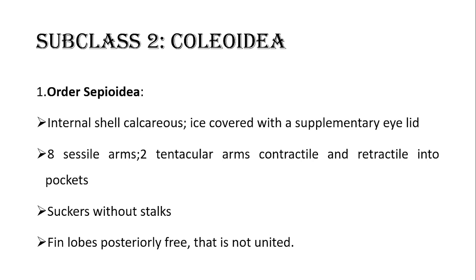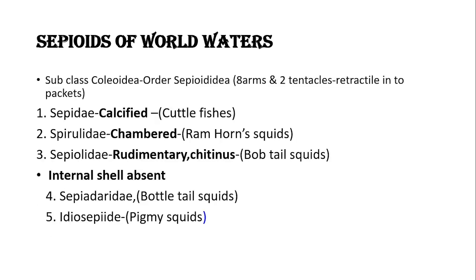This is the main contribution of Indian production regarding cephalopod species. First, the order Sepioidea: the internal shells are calcareous. The eyes are covered with supplementary eyelids, there are 8 sessile and 2 tentacular arms, contractile and retractile into pockets. Suckers are without stalks, and the posterior fin lobes are free, not united. These are the sepioids of the world's waters.